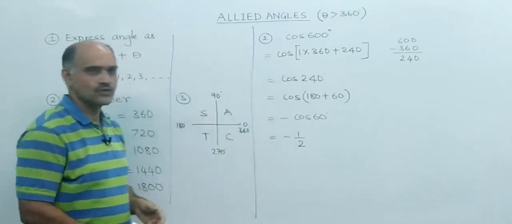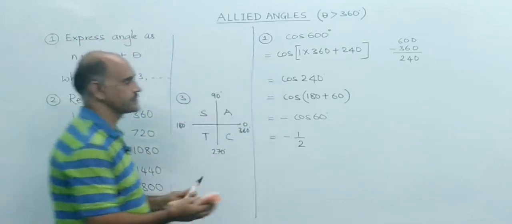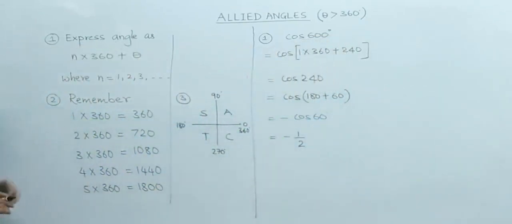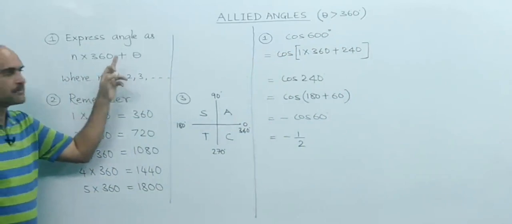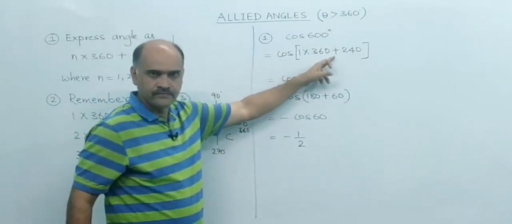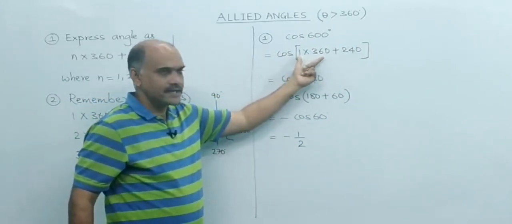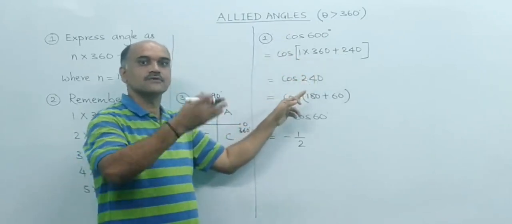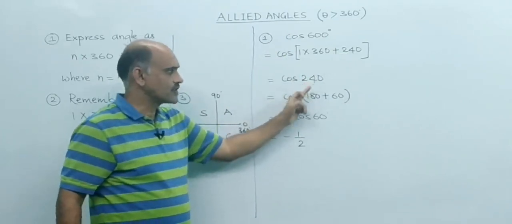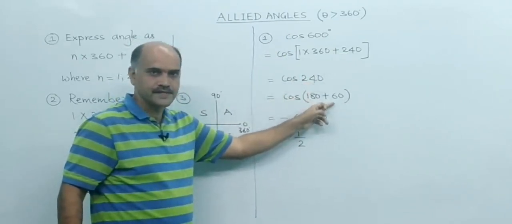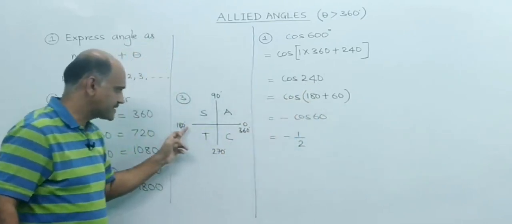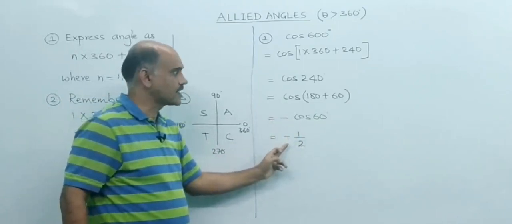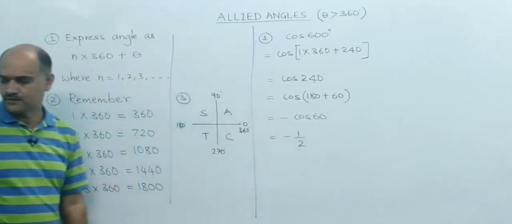So you can go through once again. The main two steps: always you should write it in the form of n into 360 plus theta. Compulsory here it should be plus. Then in next step n into 360 you leave it. So what remains is 240. This I have told in previous session. 240 can be written as 180 plus 60. So 180 plus means it is in third quadrant. So you will have minus cos 60. So answer is minus 1 by 2.